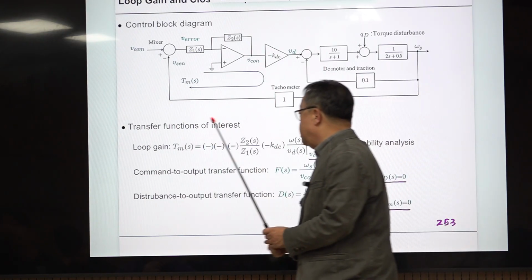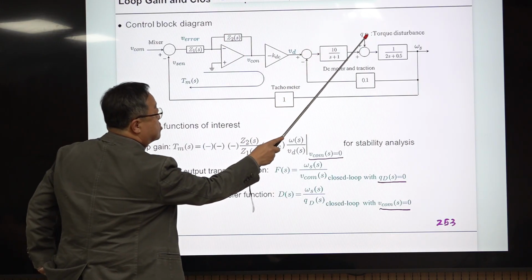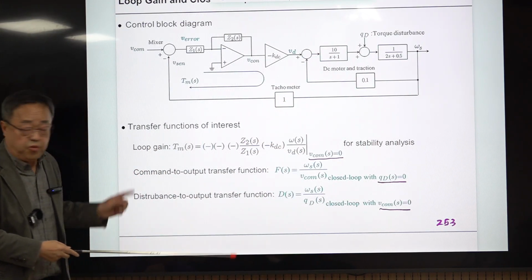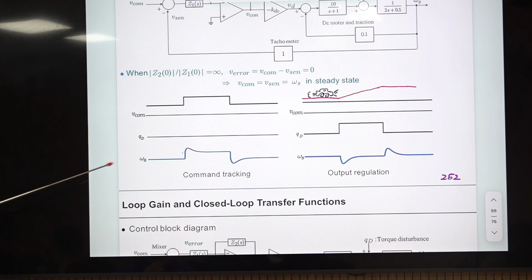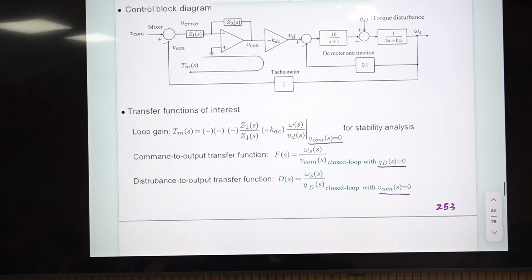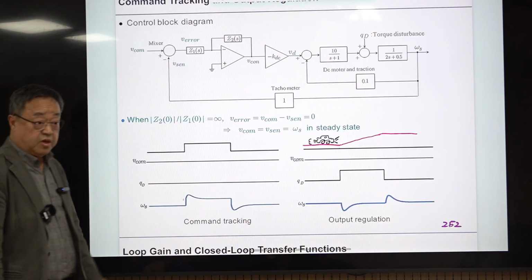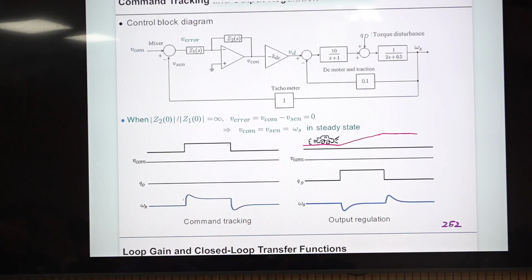And another one is the disturbance to output transfer function. Disturbance to output transfer function, this one. So maybe this one specifies this kind of characteristics, and the other one, this transfer function, will predict this kind of response. Okay, so this is the case of this DC motor drive system.